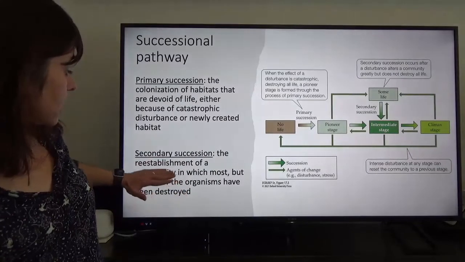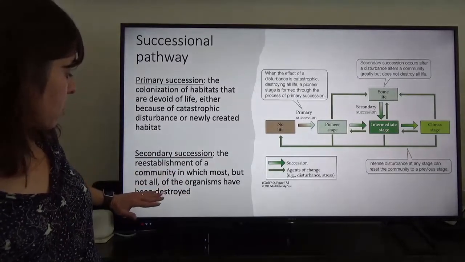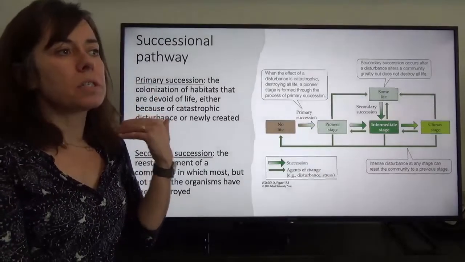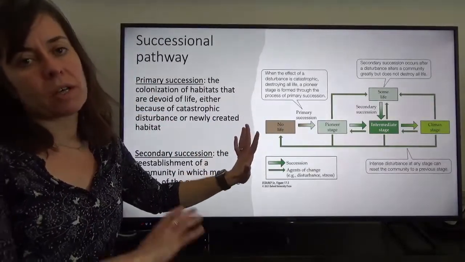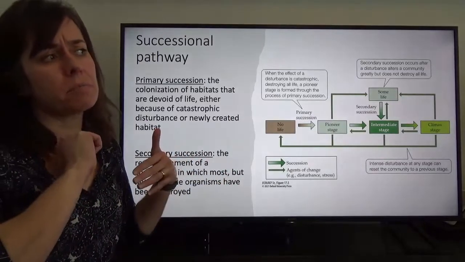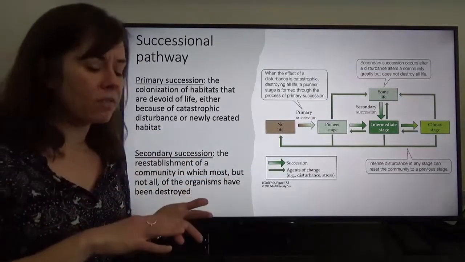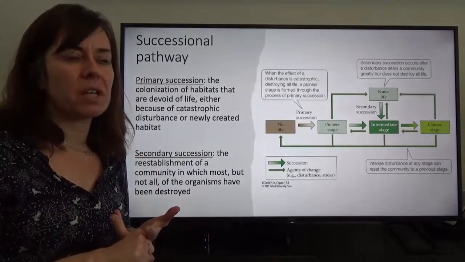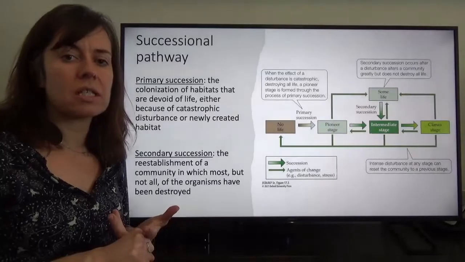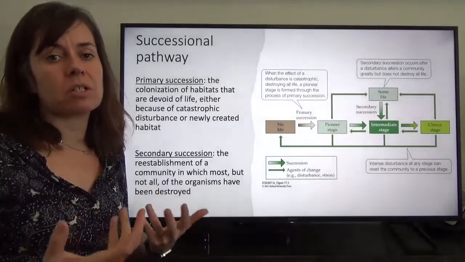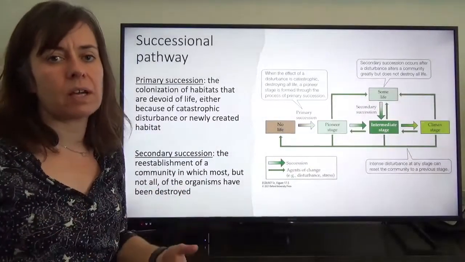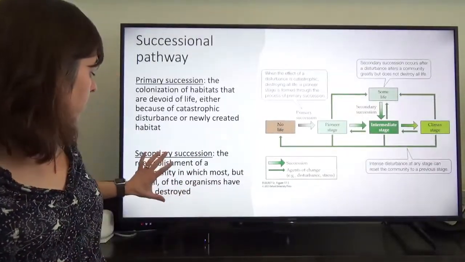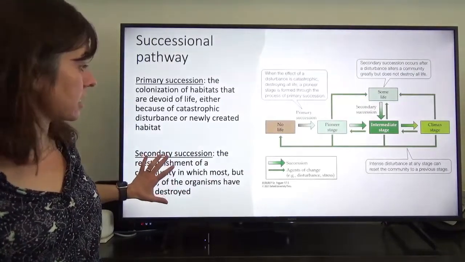Secondary succession is the reestablishment of a community in which most but not all of the organisms have been destroyed. So again, these are situations like we saw in the eruption where you had blowdown, where you had scorching. Wildfires are another great example. You can think of most avalanche situations. You may have some remaining material, but you'll have lots of individuals that have been lost. These are the kinds of processes that lead to secondary succession.